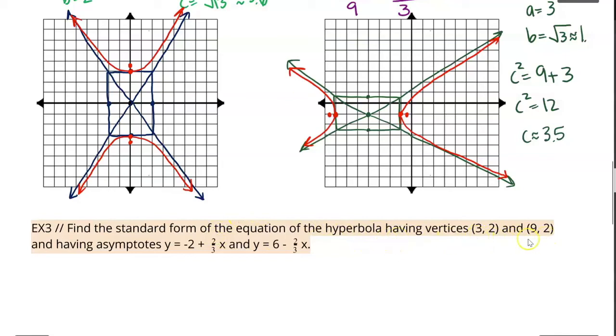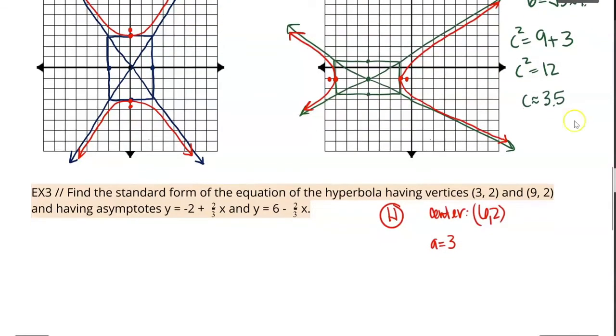I'm going to look at the vertices. If I go halfway in between the vertices, that'll give me the center. So (3, 2) to (9, 2), halfway between 3 and 9 is 6. So my center will be at (6, 2). And these points are horizontal of each other, so our hyperbola is going to have a horizontal transverse axis. The center is 3 units from the vertices, so our A value is 3.